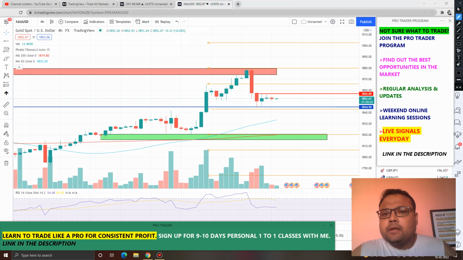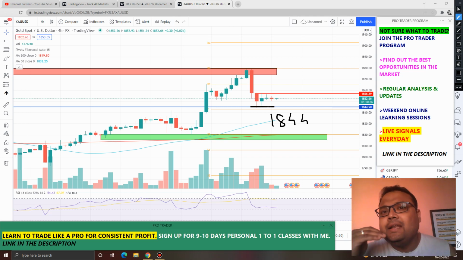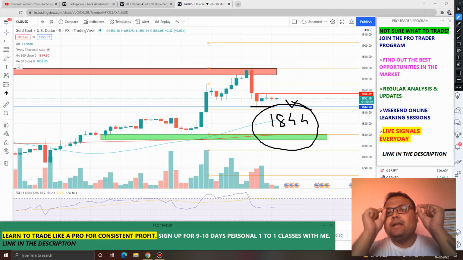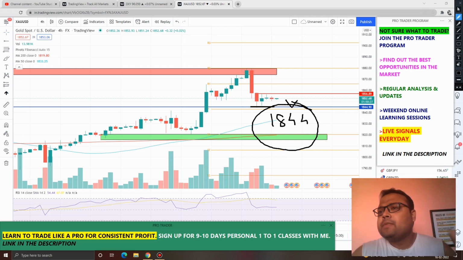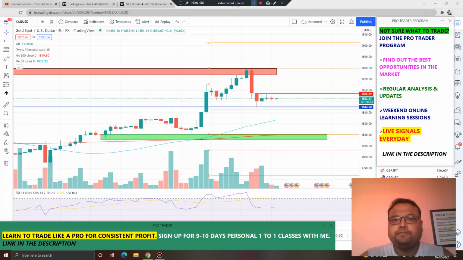we can see that 1844 is also acting as support. It means that we can see some good price rejection from this level. So during the day, if market comes to the level of 1844, then we can also expect a bounce again. If price comes down to 1844 and bounces, I think with proper risk management, we can take a buy position as well.